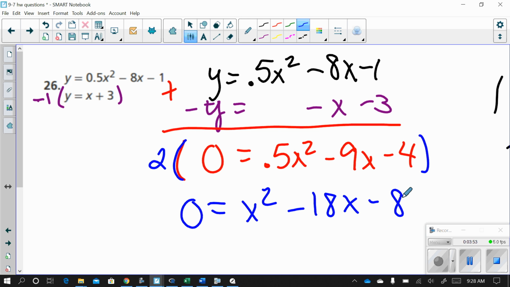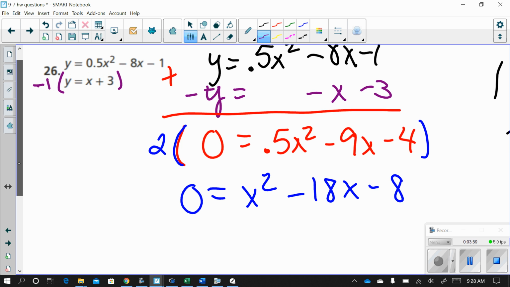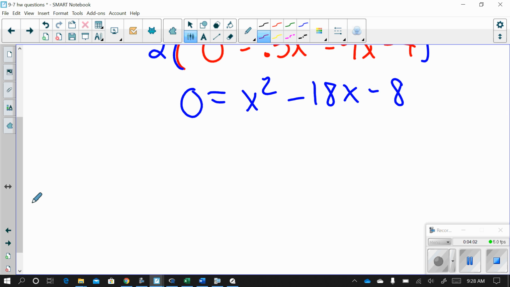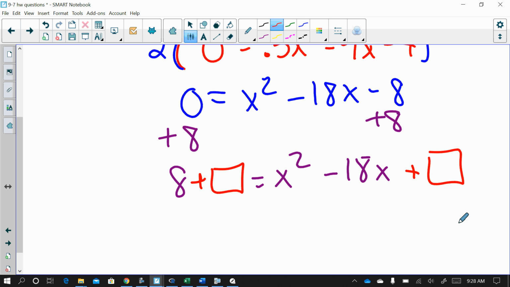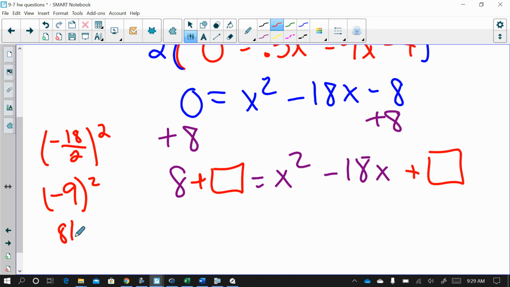If I'm thinking this through, I can't reverse FOIL, so let's try completing the square. I prefer completing the square over the quadratic formula just because it's a little quicker. So first thing I need to do, add 8 to both sides. So I get 8 equals x squared minus 18x. Now I'm going to put my boxes in there. So plus box, plus box. Remember how we get what goes in the box? We take b divided by 2 and square it. So negative 18 divided by 2 squared is negative 9 squared, which gives me 81. So 81 goes into both of my boxes.